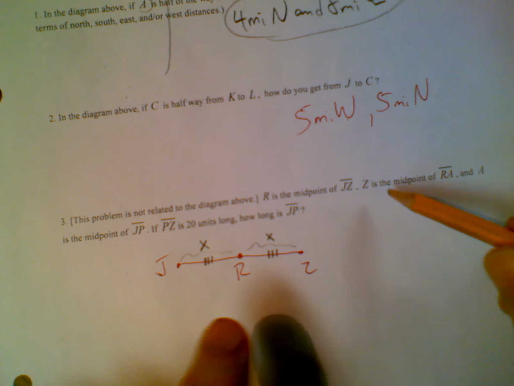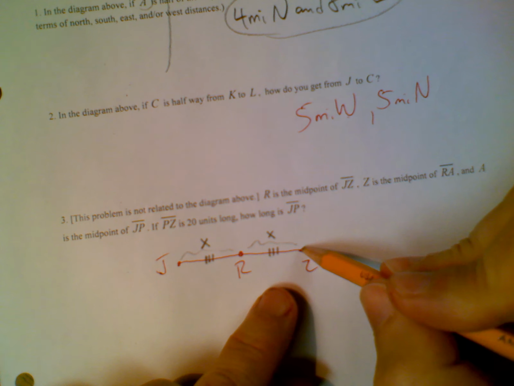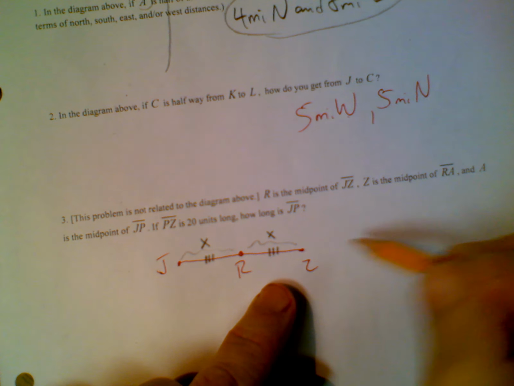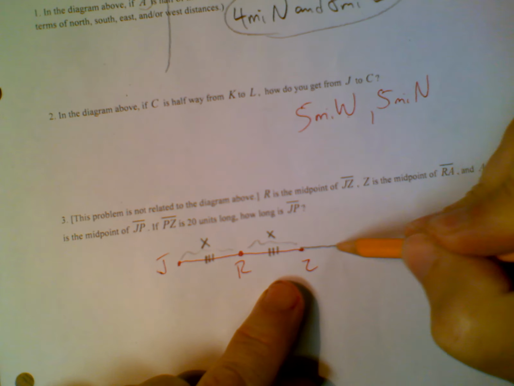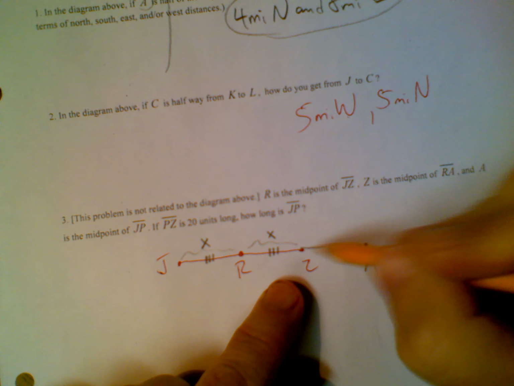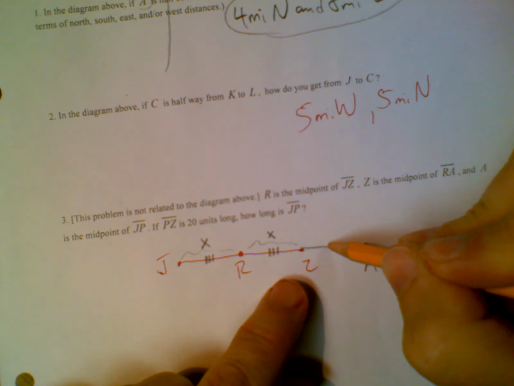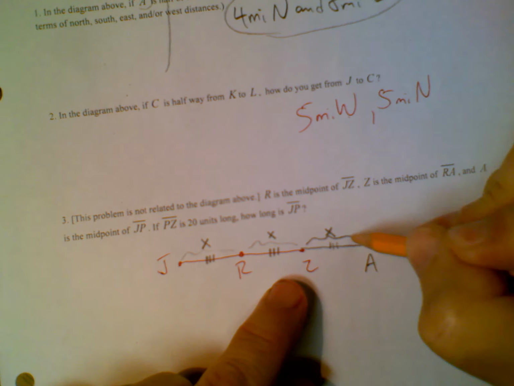Okay. Now, Z is the midpoint of RA. Well, Z is in the middle of R and A. So A has got to be out here somewhere, the same distance from Z that R is. So I'll put an A out there, extend the line, call it A, and this segment is the same length as this one. So I could use that same triple mark, or I could use another X.